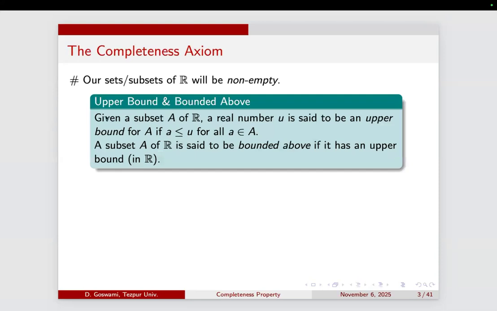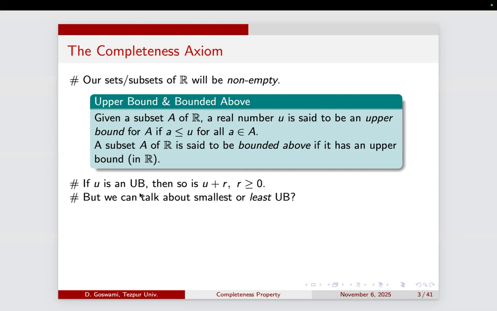And by upper bound, I mean there's a real number u for a set A such that u is greater than or equal to all the elements of A. In that case, we simply say that A is bounded above. It's quite interesting to see that if u is an upper bound of a set, then anything greater than u is also an upper bound. So there's no point looking at the right of u. Can you look at the left of u? Obviously, a smaller upper bound, or possibly a smallest or least upper bound.